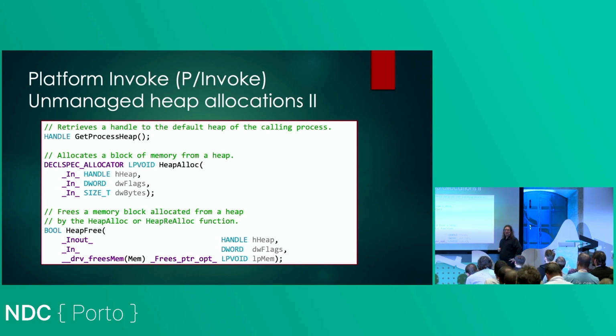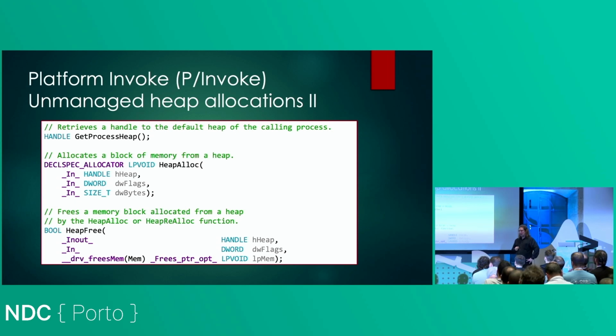You just ask Windows itself, I need some memory. It's a little bit more involved because a process in Windows can have more than one heap. Obviously, it has to have at least one heap, but you can have additional ones. As far as I know, it's an advanced scenario you probably won't actually hit. But because of this, the first thing I need to do is call GetProcessHeap to get a handle to the default heap.